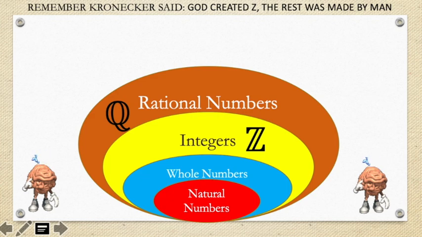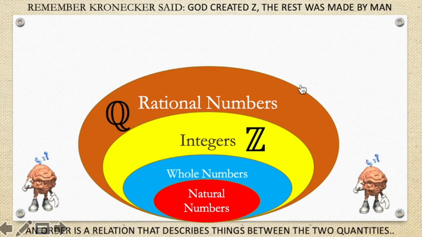In the first two videos provided by ma'am, we should know by now that integers has an ordering property. That is, it has an arithmetic order. Just to recall, an order is a relation that describes things between two quantities. It basically means it satisfies trichotomy and transitivity.